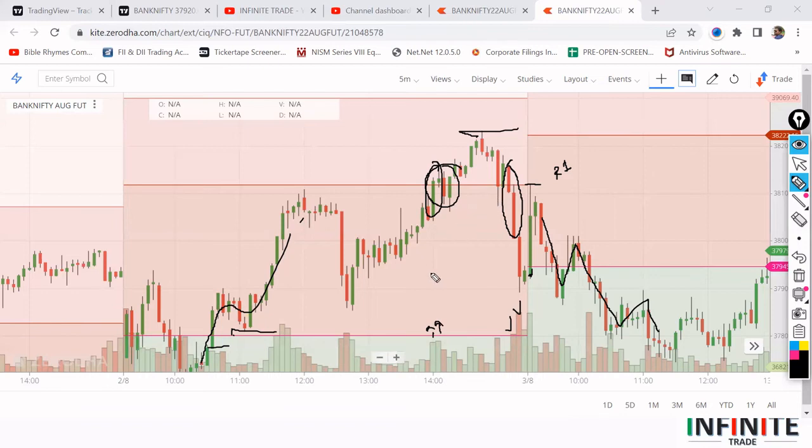I'm mostly interested at pivot point or S1, S2, S3. And if it is showing a reversal at R1, like in this case, definitely I'll vouch for put buying the same day or maybe the next day. So this is how you need to trade. I think you all will find this easier.